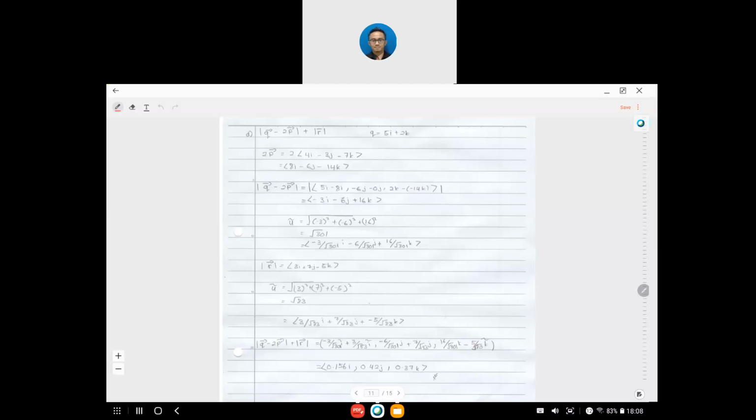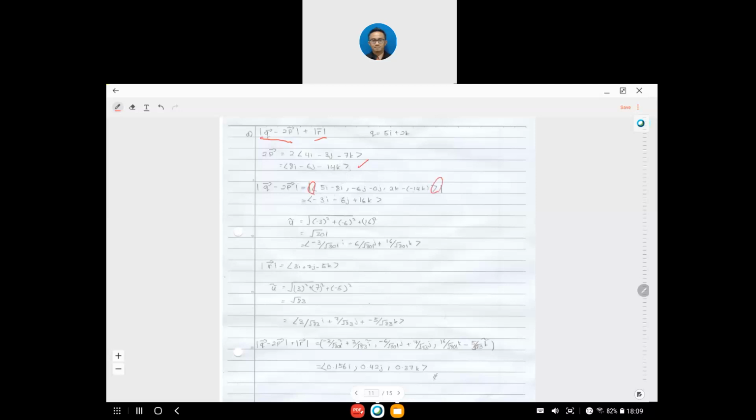Okay, question D. What did you get? What is the question? Question D. Q minus 2P plus R. Okay. 2P equals to minus 6J minus 14K. And then Q, this is also the same.